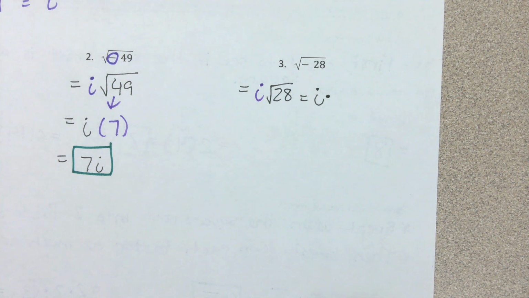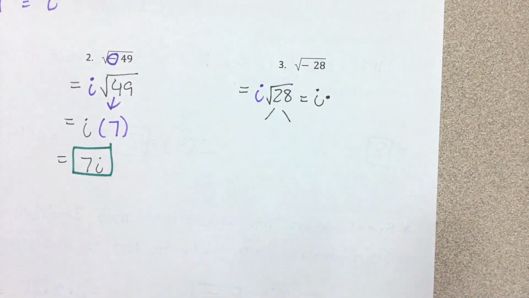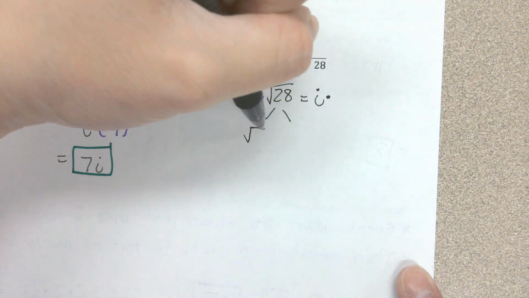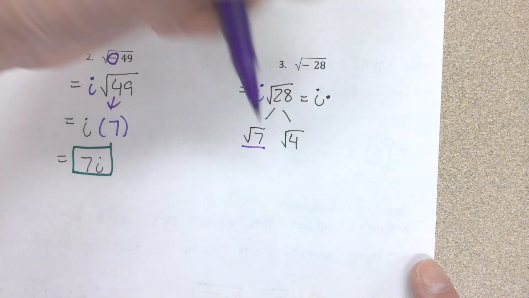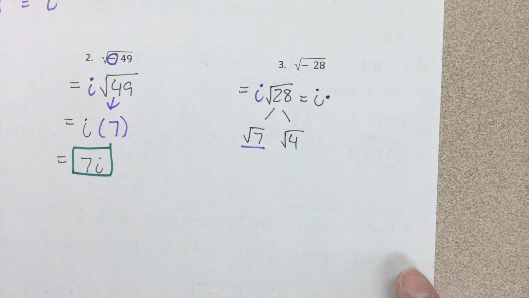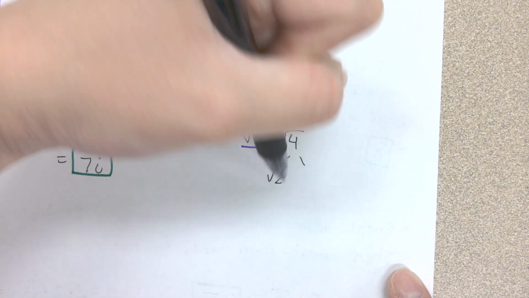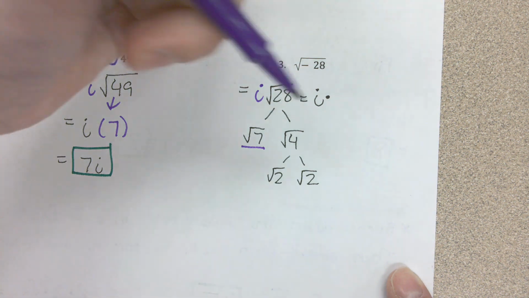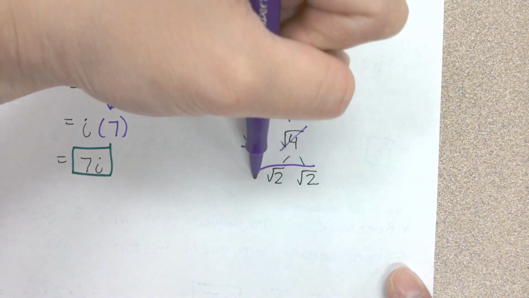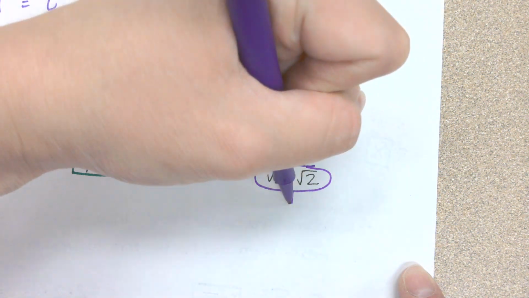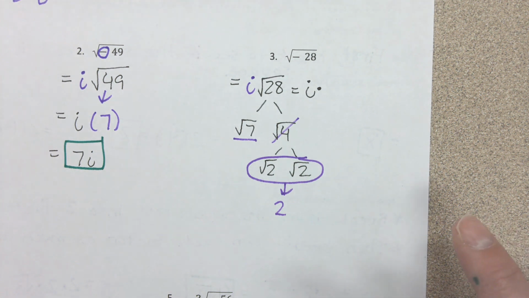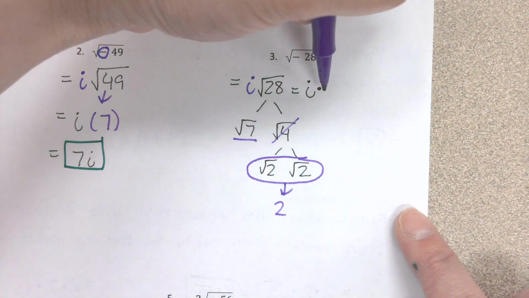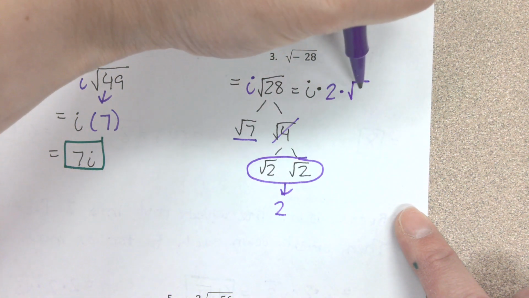Let's break down the square root of 28. I'm sure most of you probably think 7 and 4. Those are good numbers to start with. Seven is nice and easy. It doesn't break down at all, so it's going to stay there. 4 breaks down one more time into 2 and 2, and we get a nice pair of 2's. Putting our answer together, we have i times 2 times the square root of 7.